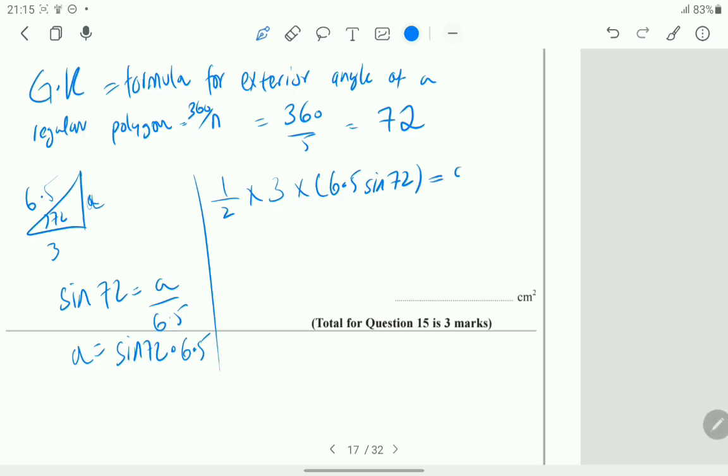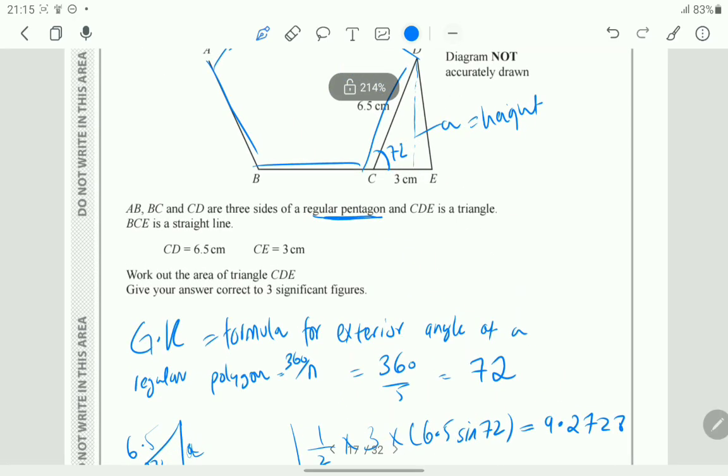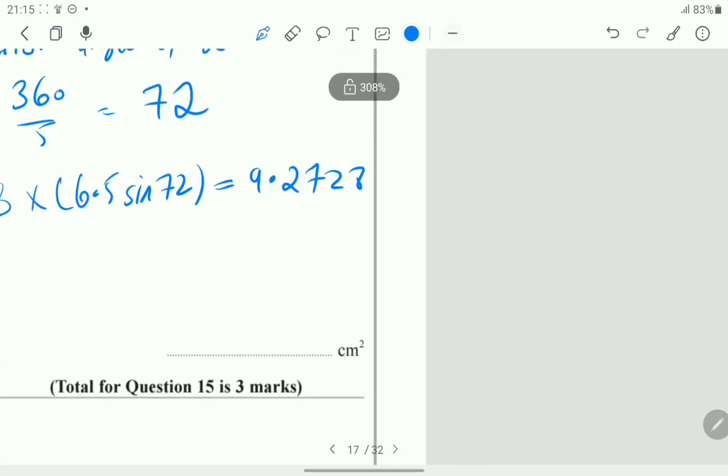So the answer is 9.2728, and the question's requirement is three significant figures. So let's just cut it off here, and the answer is 9.27.